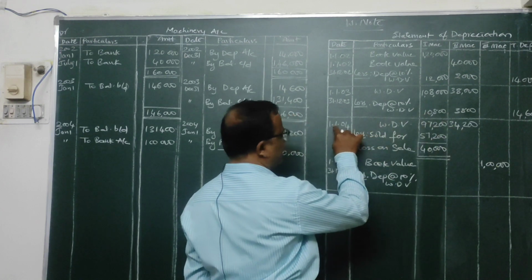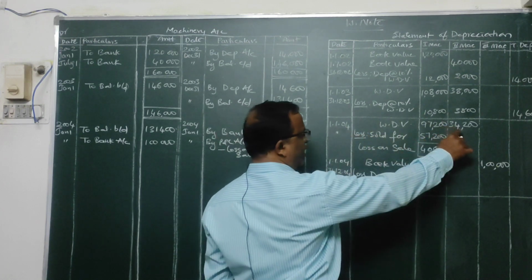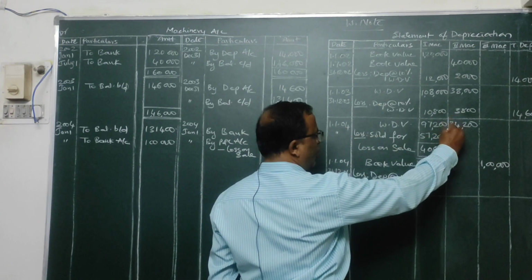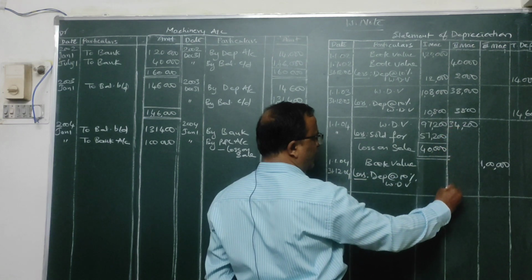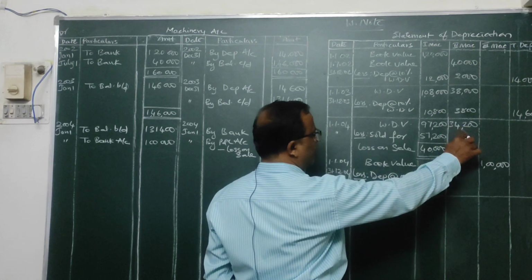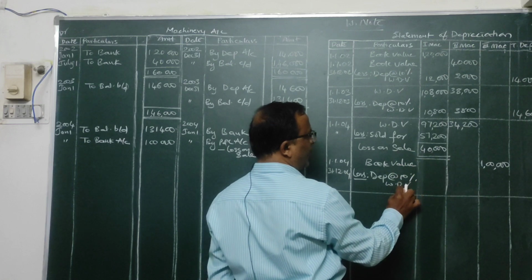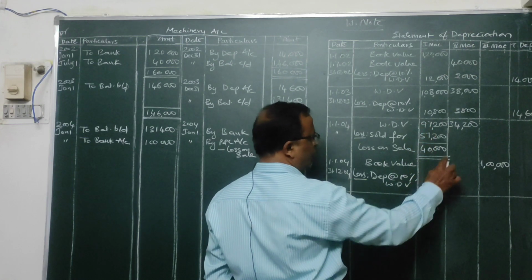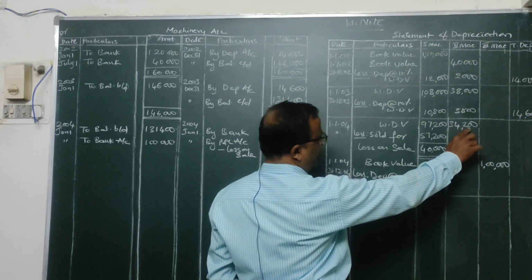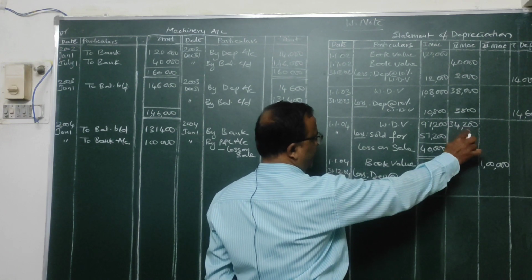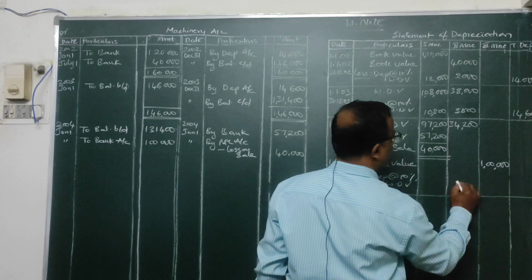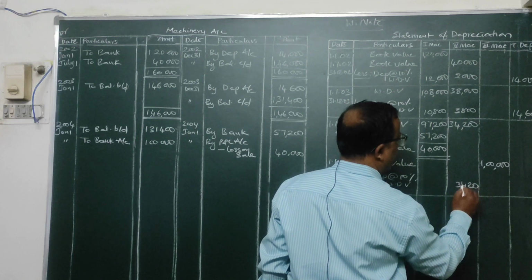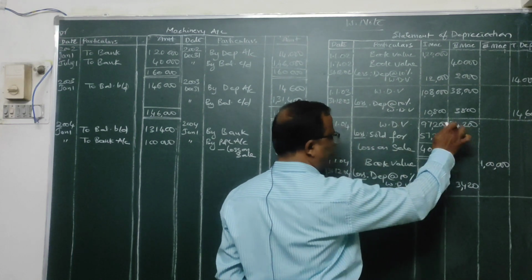This machine is there from January to December. Totally for 1 year you used this machine. So if you calculate 10%, how much will it be? On 34,200, because the written down value method you are following, we calculate depreciation on the balance of the asset at the beginning of the year. In the beginning of the year, the balance of the asset is 34,200. On this 10% will be 3,420. That will be the depreciation on 34,200 at 10%.